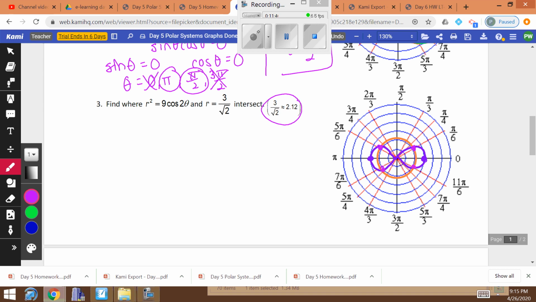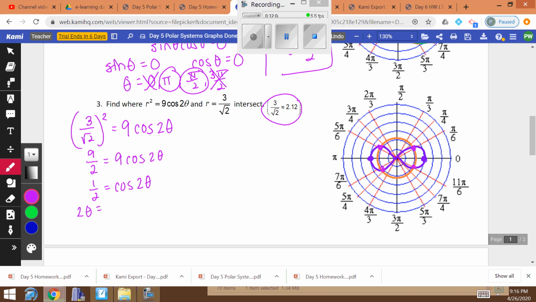So if r is 3 over the square root of 2 and r squared is equal to this, we can put that r in, because then we're saying that r has to be 3 over root 2. So we square it, and this gives us 9 halves is 9 times the cosine of 2 theta. This is where all of our solving work from our last unit came in handy. If you remember from any of that, again, we want to have our interval now to 4 pi, so we need to find all of our solutions here.